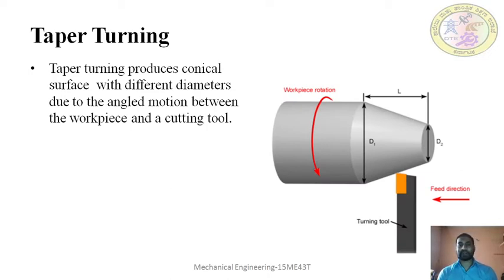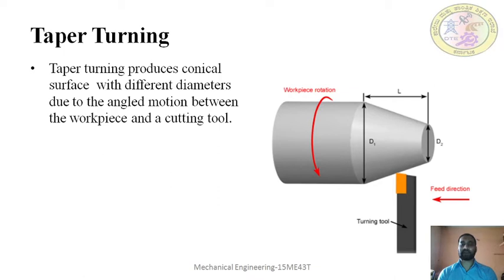As we have discussed earlier in the lathe operations, taper turning is the process of producing a conical surface on the workpiece by obtaining different diameters on the surface of the workpiece for a particular length.